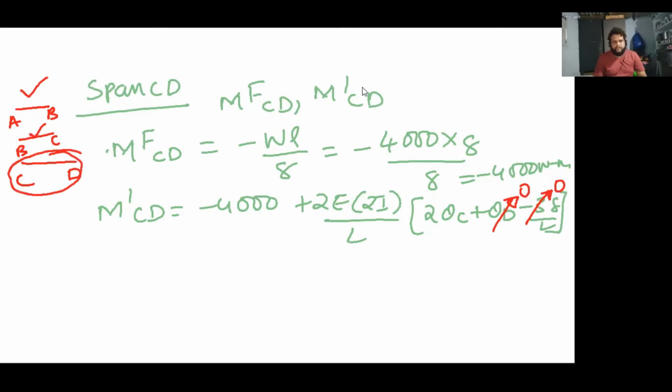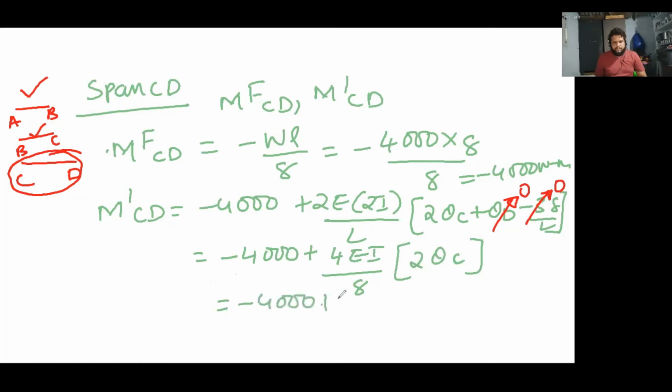Now this equals minus 4000 plus 4EI by length 8 meters, times 2 theta C. So if you rewrite this equation, it becomes minus 4000 plus EI theta C. That's all. Minus 4000 plus EI theta C. This is equation number 5.